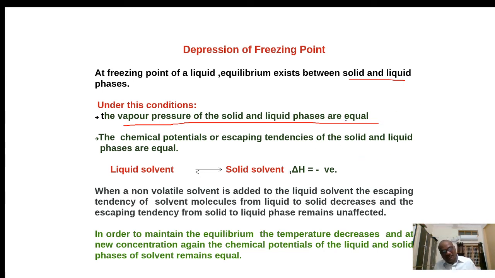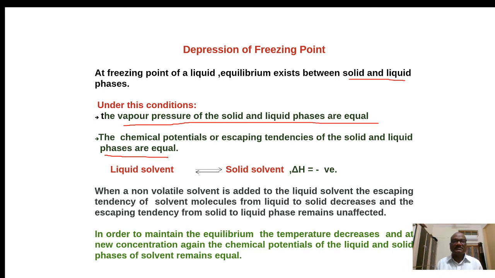Okay, when you dissolve a non-volatile solute in the solvent, what happens to the vapor pressure? Vapor pressure decreases. We know that vapor pressure is a function of temperature, so the freezing point also decreases. That is the reason why the freezing point decreases: due to the decrease in its vapor pressure, because the vapor pressure is a function of temperature. Both of them are directly proportional. And also we can see this reason. The chemical potential or escaping tendencies of solid and liquid phases will be equal at freezing point. So at freezing point, liquid and solid will exist in equilibrium.